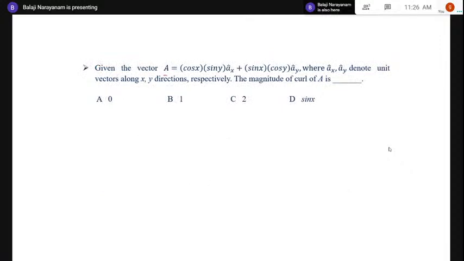So given the vector A equal to cos x sin y Ax bar plus sin x cos y Ay bar. So Ax bar is the unit vector along the x direction and Ay bar is the unit vector along the y direction, where Ax bar and Ay bar denote the unit vectors along x and y directions respectively, clearly given. The magnitude of curl of A is asked. So this is a straightforward problem, there is no big logic involved in this one. This is a simple problem only.